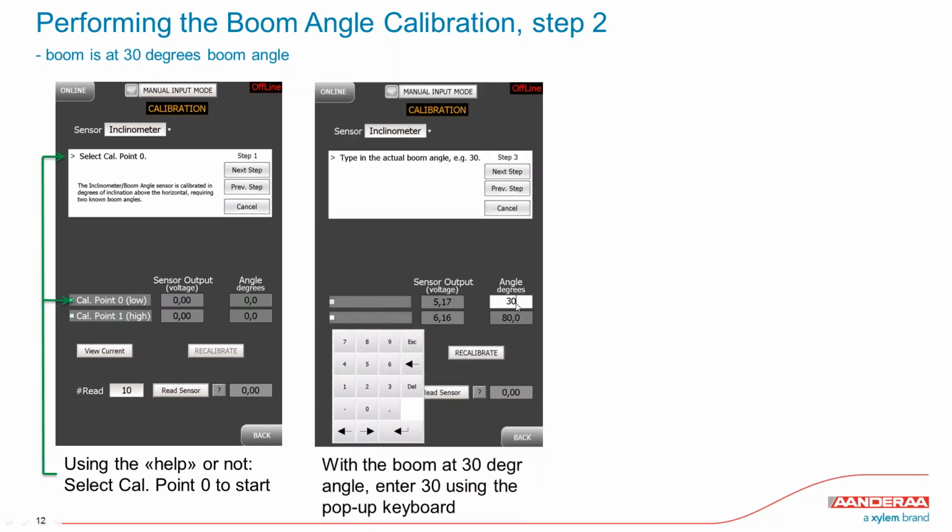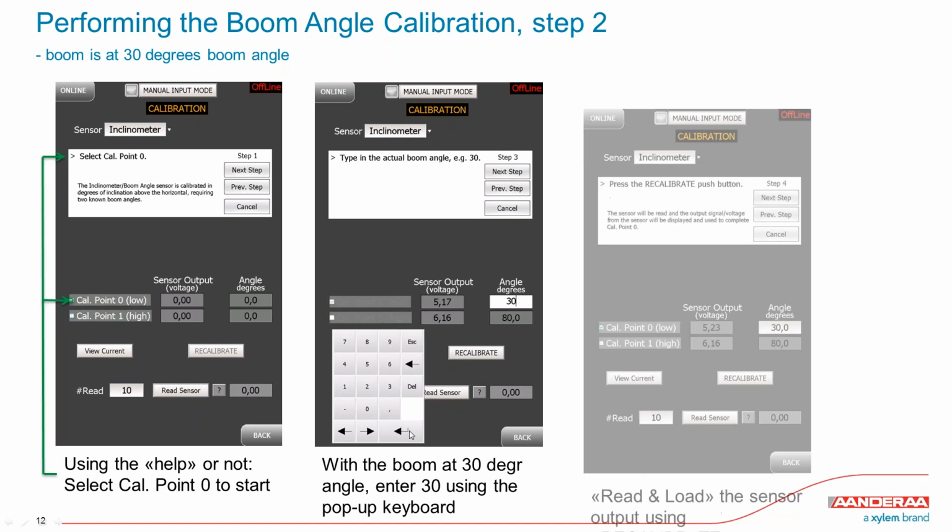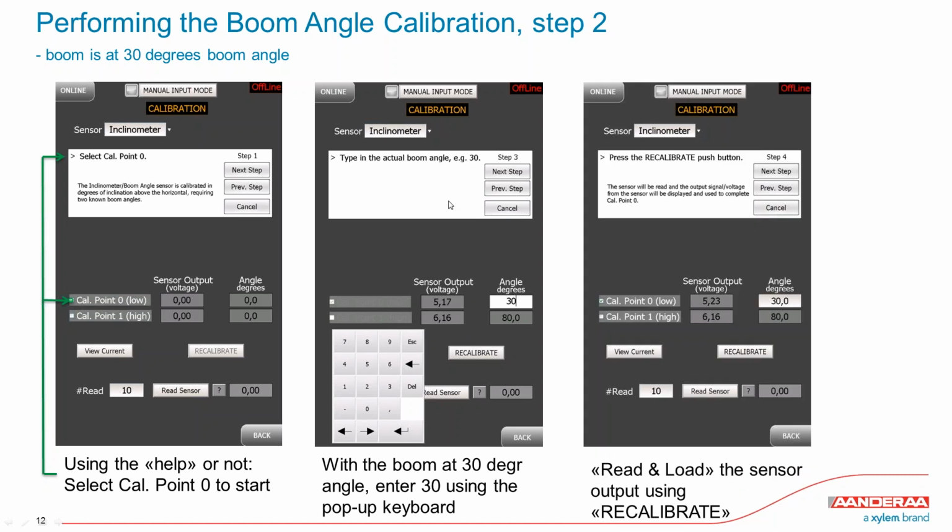And you have to tell the system that the crane is now at 30 degrees boom angle. So when you press the angle window, you will have the pop-up keyboard and you are able to enter whatever angle, obviously the correct angle, into the system. And remember, press enter. When it's entered, it will load into the system. Now you have told the system that it's at 30 degrees boom angle.